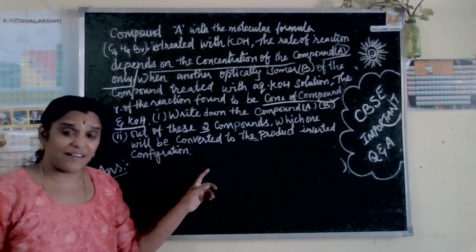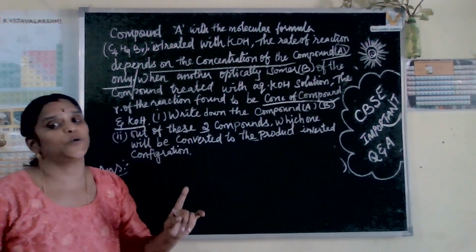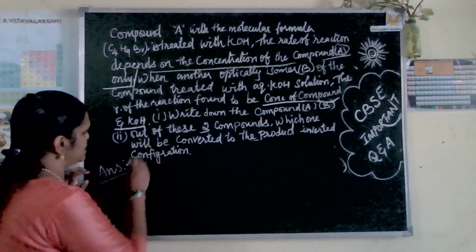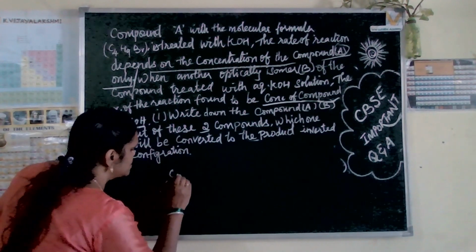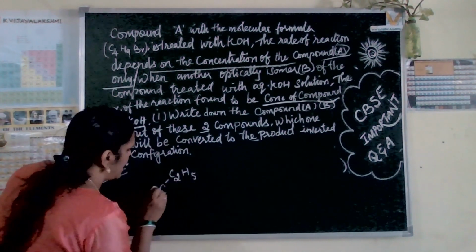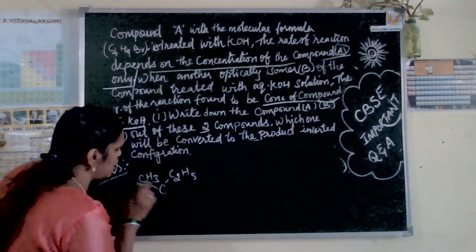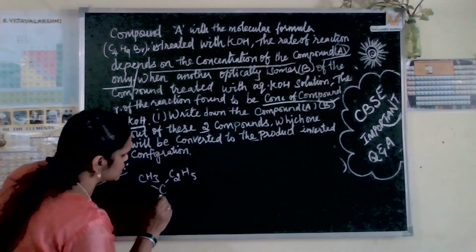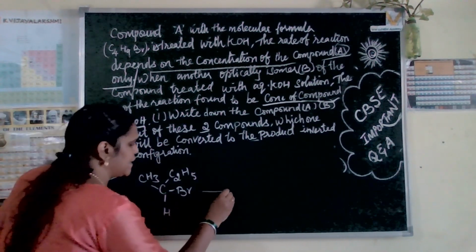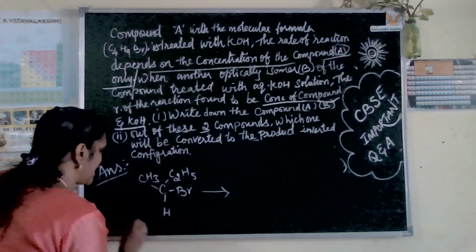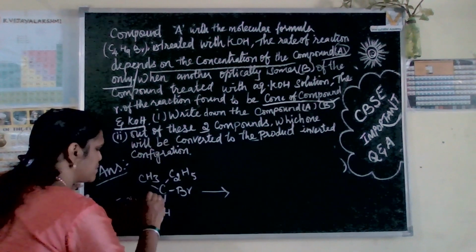Here they mention that inversion takes place in the SN2 mechanism, 100%. C4H9, we can write it in this way: carbon connected with C2H5 and CH3, and here hydrogen, here bromide. Now OH minus will go and attack from the back side, right?